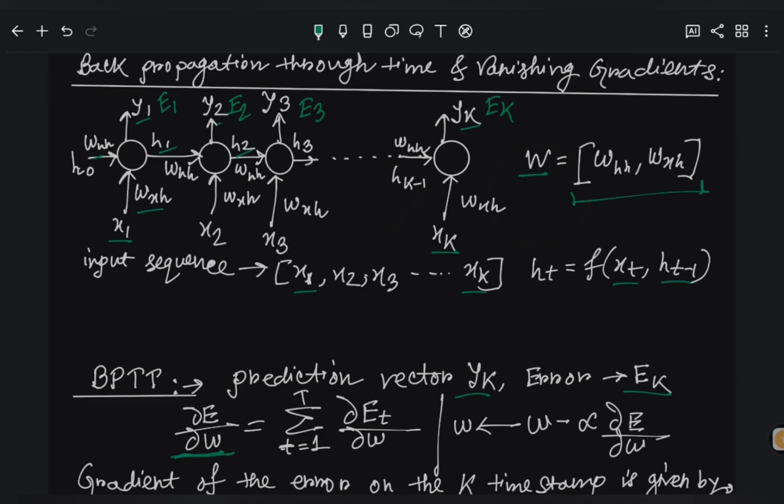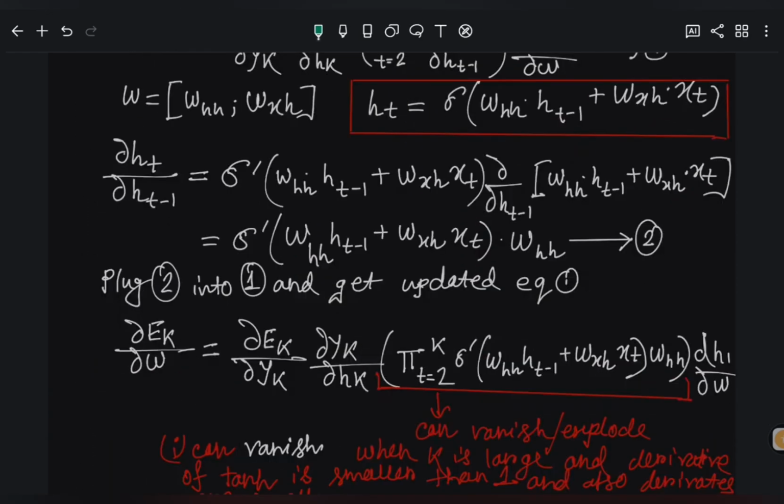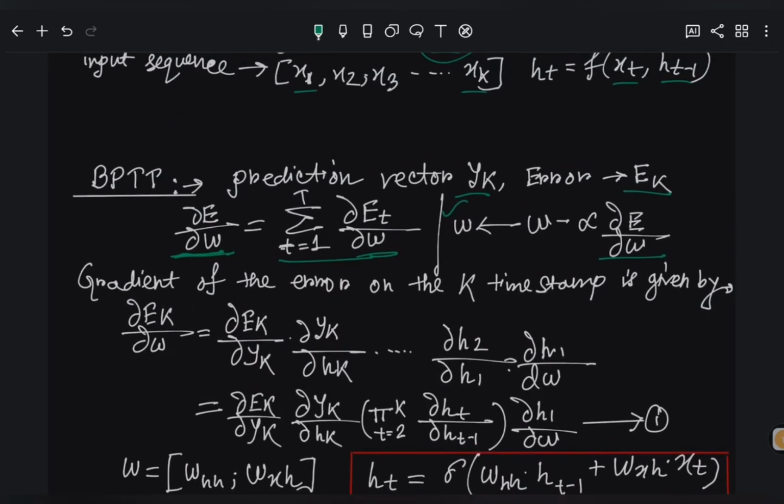So your del E by del W will be a function of the summation of t equals 1 to T of del Et by del W. Once we have that del E by del W, then we can optimize the weights using gradient descent steps. Del Ek by del W will be calculated in this way, where we start using the chain rule. We start with del Ek by del yk, which is nothing but the output at the k timestamp.